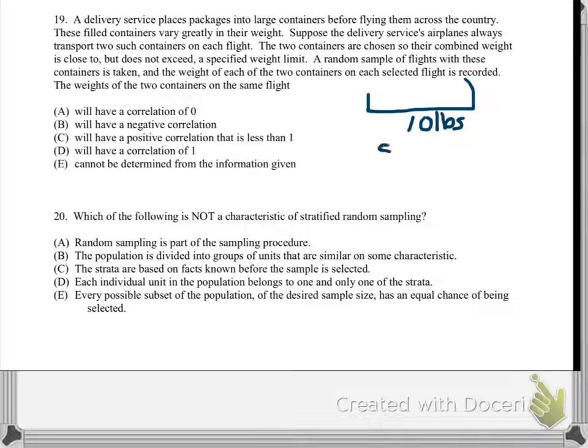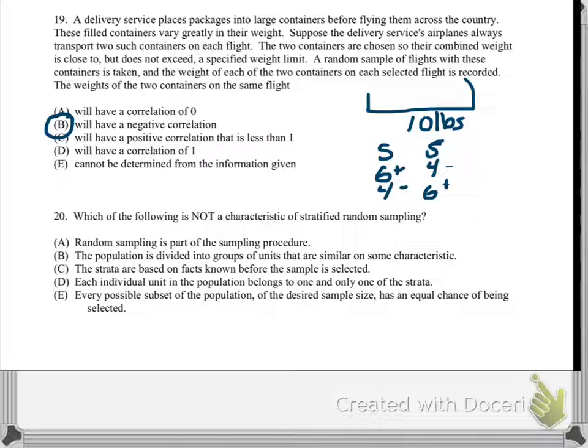So if this is 5 and this is 5, then they're the same. But if I increase this guy, what happens to this guy? Because remember, the weight has to be the same. So he went up, he went down. And let's say if I decrease this guy, this guy goes up. So do you see what happens is on the different axes, they're going in different directions. And whenever things are going in different directions, then you always have a negative slope. Or in this case, we're talking about correlation, a negative correlation. So the answer is B.